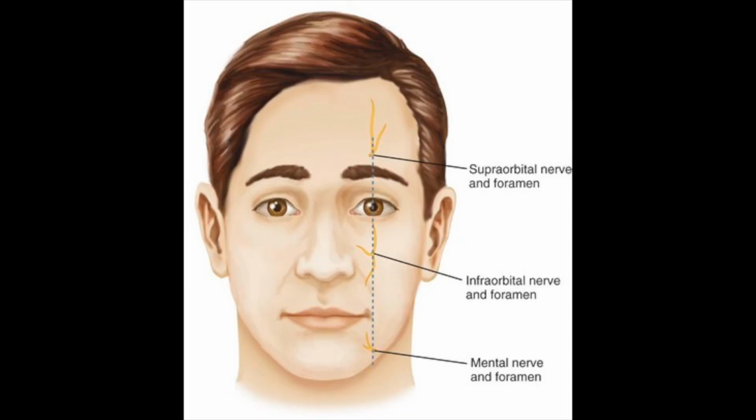The nerves of interest for this video include the supraorbital, infraorbital, and mental nerves. The supraorbital and supratrochlear nerves innervate the forehead and upper eyelids.